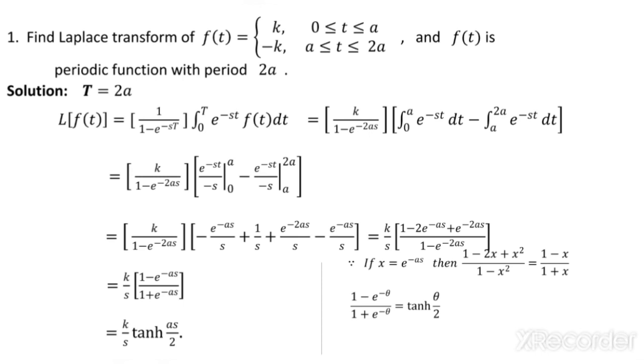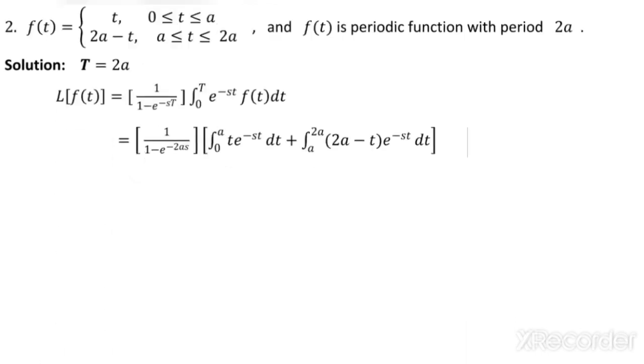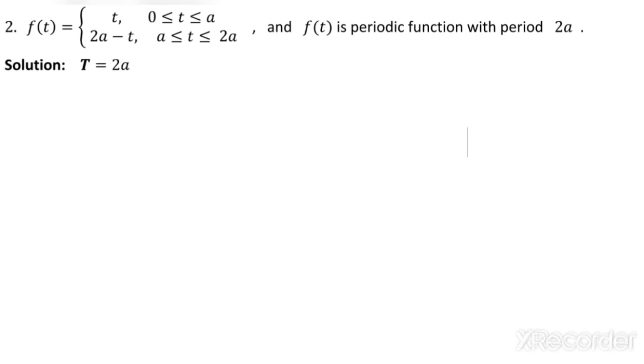So the next problem, here we have f of t is given as t in the interval 0 less than or equal to t less than or equal to a, 2a minus t in the interval a less than or equal to t less than or equal to 2a, and f of t is periodic with period 2a. So I have to find the Laplace transform for this function.